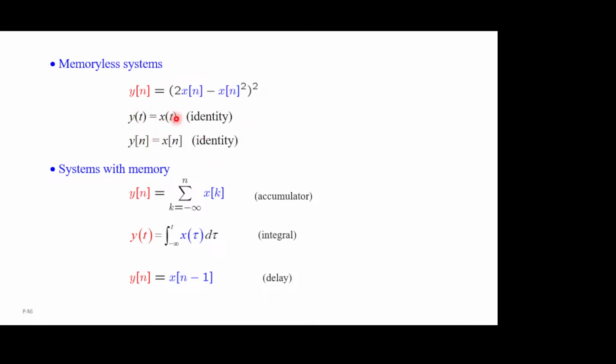And say this identity system is also memoryless. If y of t just equals x of t, then obviously it only depends on x of t. And similarly, y of n equals x of n. And there are a lot of systems with memory. Say this is something very intuitive: the accumulator. If y of n is the sum of x of n from minus infinity to right now n, then it's like a storage system where y of n just stores every past input. Then this is something with memory, right? Because you need to remember all the past inputs.